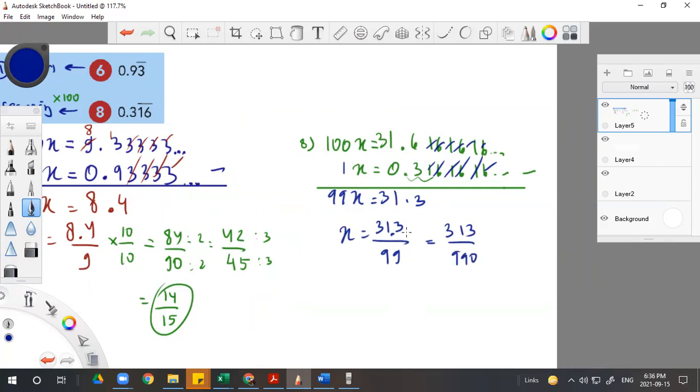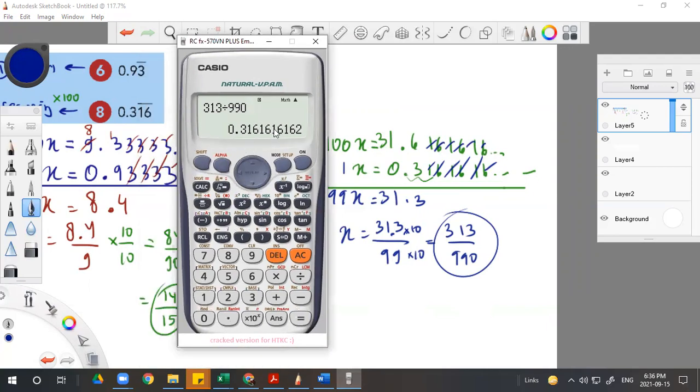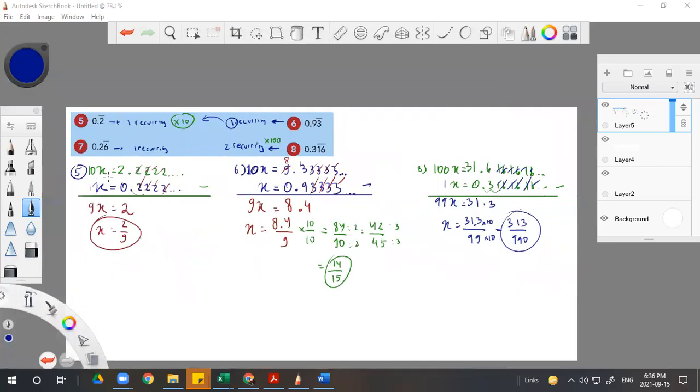Why? You multiply everything by 10 over 10. Okay, that's all. Let's prove it. Is it right? 313 divided by 990. Bang. See? 0.316161612. Why is it 2 at the end? Because the calculator is also limited in the number of digits, so it just rounds it up. Okay. So far, do you have any difficulties understanding recurring decimals?